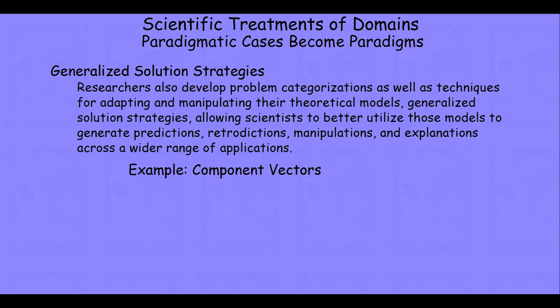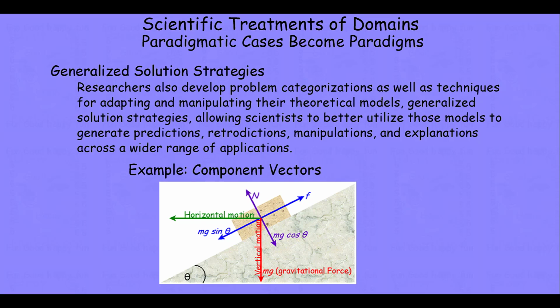An example that we used in the chapter was the use of component vectors to simplify basic physics problem solving. In this case, we want to understand the motion of a block as it moves down an inclined plane. We have gravity acting on the block to move the block, but gravitational force is neither perpendicular to the surface of the inclined plane, nor is it aligned with the direction of movement of the block down the plane.